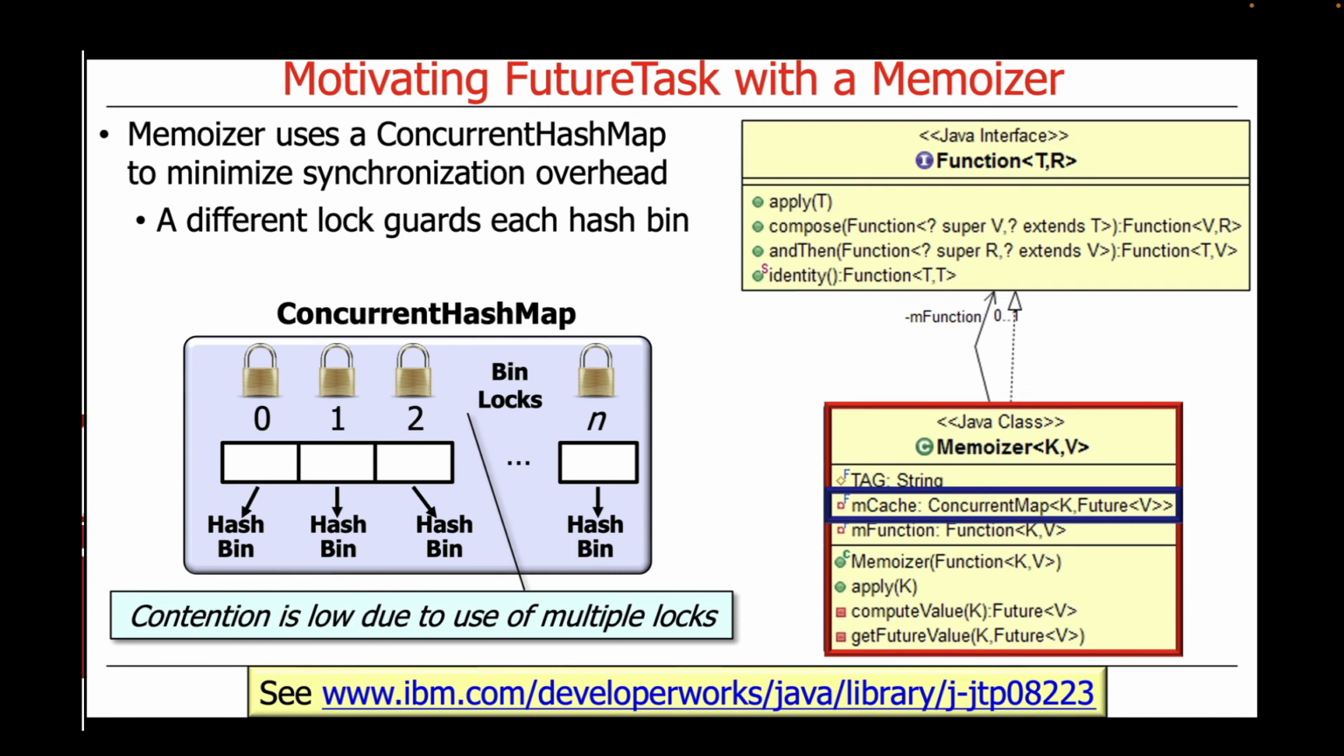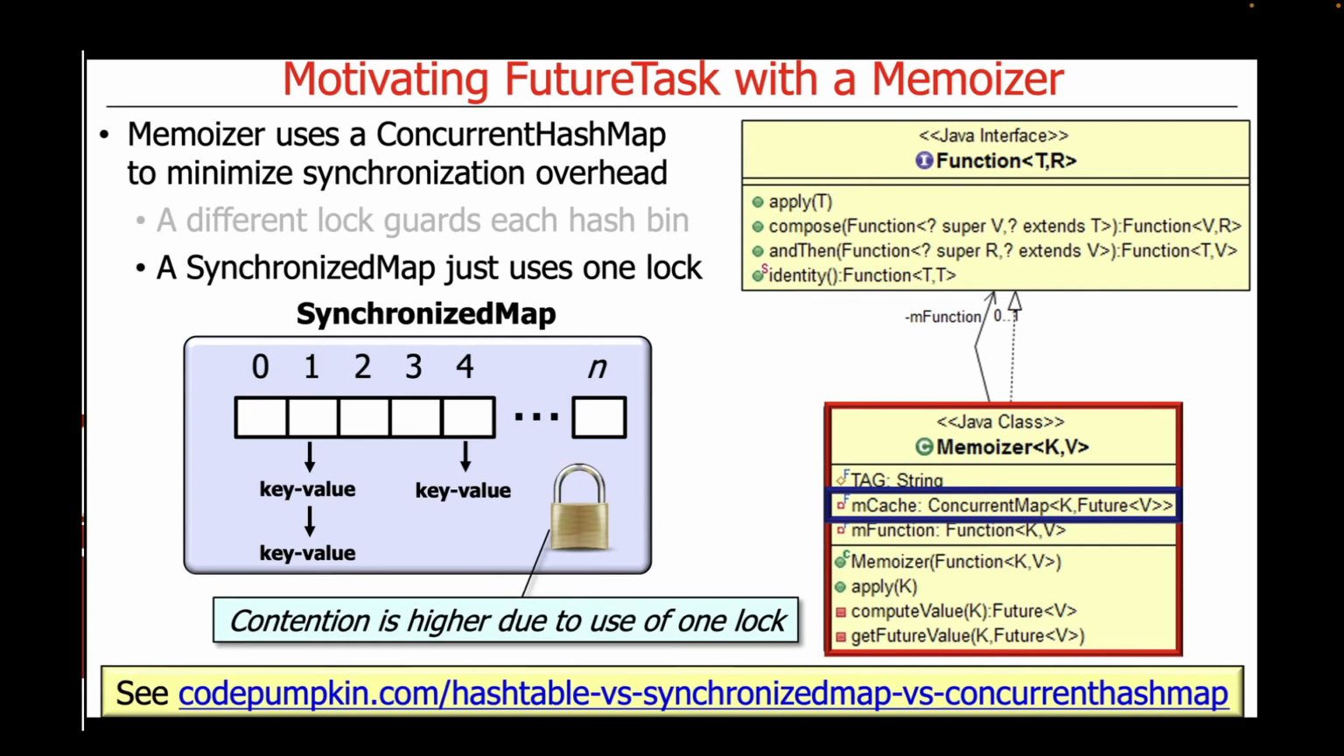So pretty cool stuff. Just for sake of comparison, remember synchronized map. We talked about synchronized map at various points. That just has a single lock that guards all the entries in the hash table, and therefore contention is higher because there's only one lock that's being used.